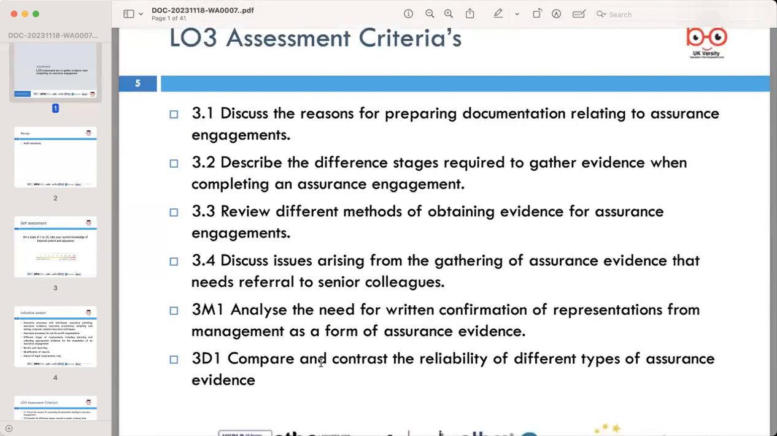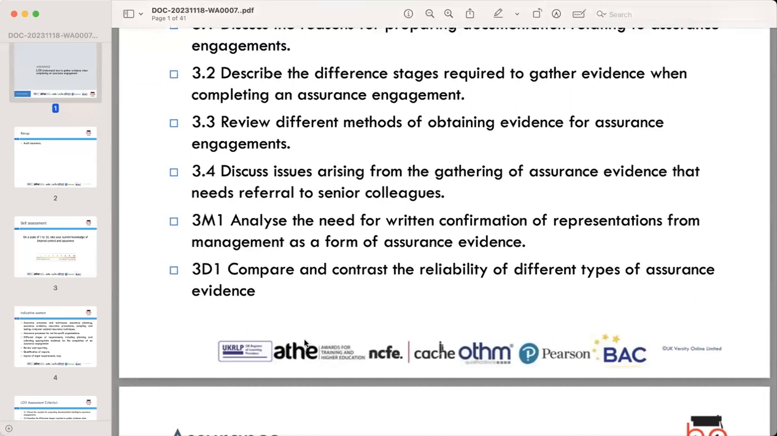For assessment criteria, we will further discuss the reasons for preparing documents relating to assurance engagement, describe the different stages required to gather evidence, review different methods of obtaining evidence, and discuss issues arising from the gathering of assurance evidence that need referral to senior colleagues. Then analyze the need for written confirmation of representation from management as a form of assurance evidence, and compare and contrast the reliability of different types of assurance evidence.